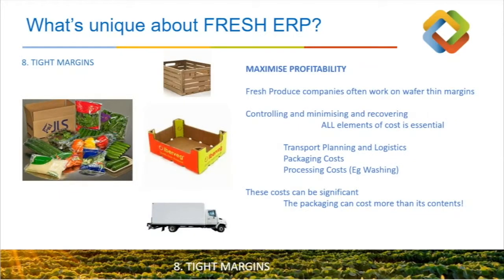And of course, margins are key. The whole fresh produce industry is working increasingly on wafer-thin margins, and having really effective and visible cost control is fundamental to the profitability of your fresh produce business. So managing packing costs, transport costs, processing costs, alongside the actual fresh produce costs is absolutely of paramount importance. Indeed, sometimes the packaging costs are more than the actual fresh produce costs. So, that brings it into stark relief that we need to be able to keep a good, visible eye on packaging, processing, and shipping, which of course we do.